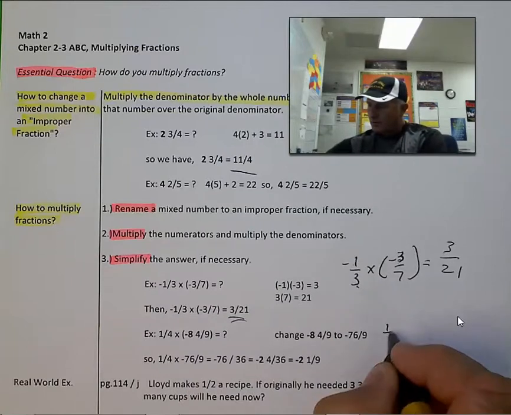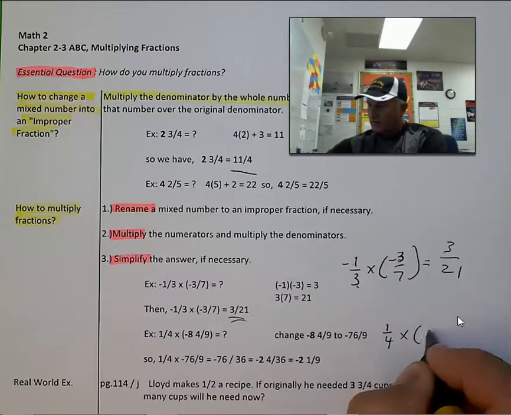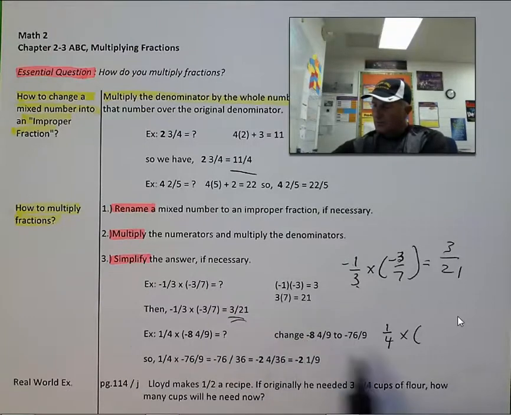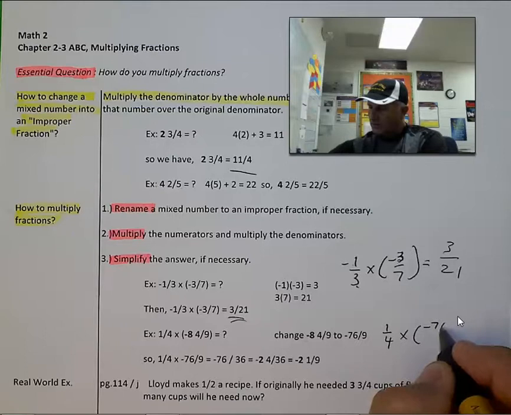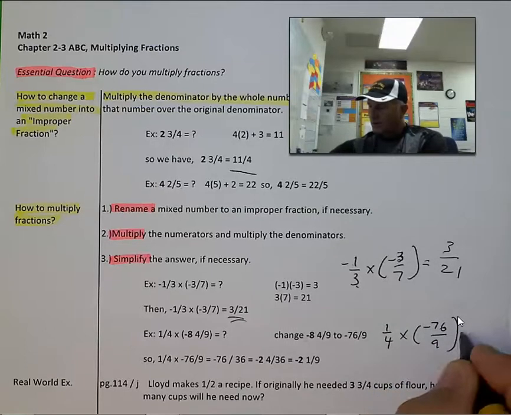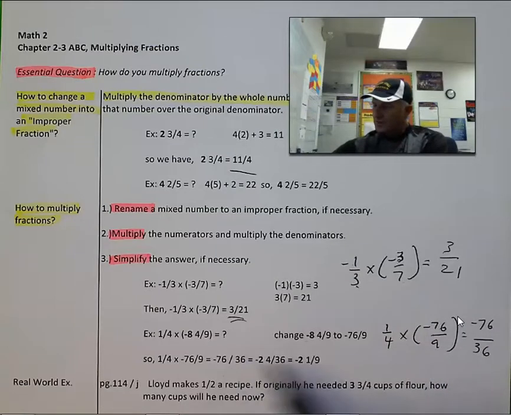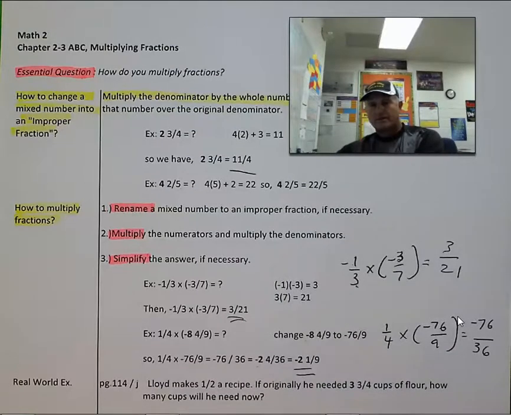Next, 1/4 times a negative 8 4/9. Remember, it's going to be 9 times negative 8, that's negative 72, plus 4, we're going to get negative 76 over 9. That's going to be negative 76, the positive 1 times that, over 36. 36 goes in there 2 times. That's 72. We'll get a negative 2 there, and then a remainder of 4 over 36, which is 1/9. There's your final simplified answer.